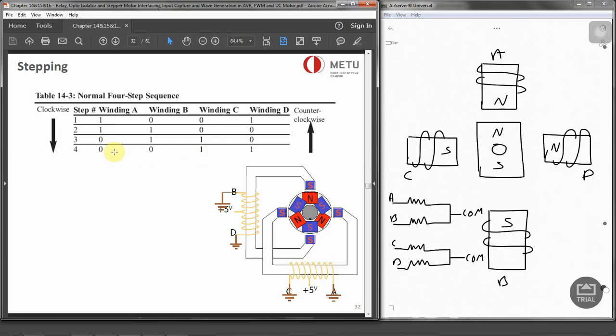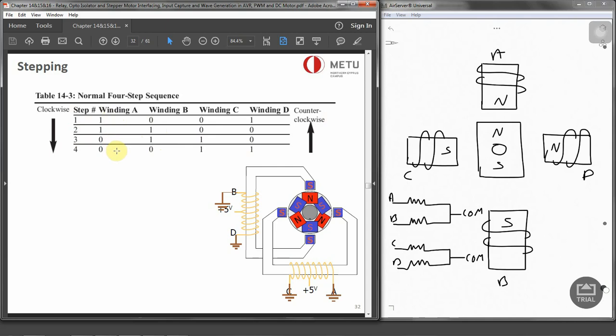Now, after 4 steps, the same 2 windings are going to be on, because 2 coils are energized at the same time. So as you can see, A and D, or A and B, or B and C, and C and D. 2 coils are energized at the same time, and after 4 steps, the same 2 windings will be on. So it's just going to repeat itself.